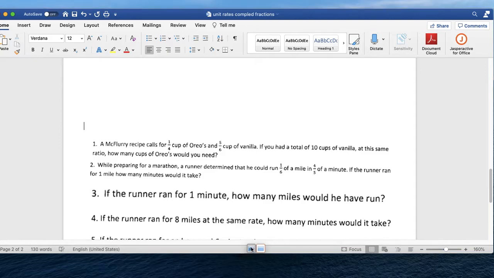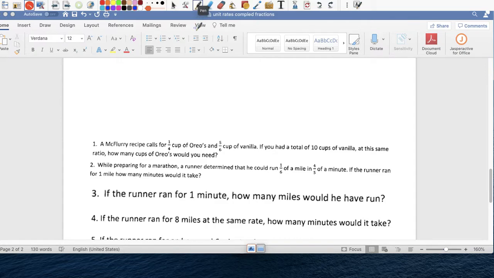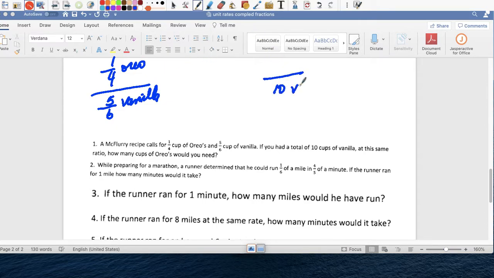Okay. So I'm going to do this all the long way, only because I want to stress the unit rate part. So I'm going to write 1/4 Oreo goes with 5/6 vanilla. That's what you need to make the McFlurry. So that's your recipe. But I want to know, when I'm using 10 cups of vanilla, how many Oreos? So that's the main question, right? So let's find a unit rate. So I'll go over here, I'm going to put vanilla. I'll put Oreo.